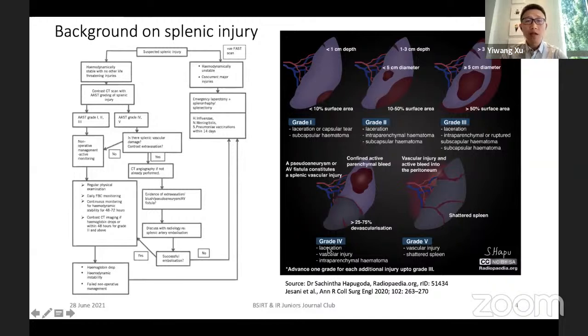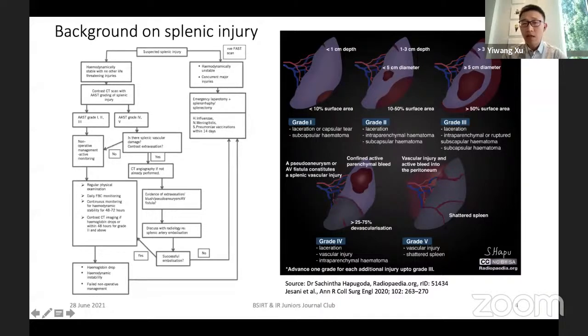Whereas for hemodynamically stable patients, we have more room to find out what exactly is going on and to what degree of injury needs to be dealt with. With a lower degree of injury, sometimes it's non-operative management, which would include observation and/or embolization. For slightly higher grade, it may proceed to intervention or to surgery. And the grading system really helps us.